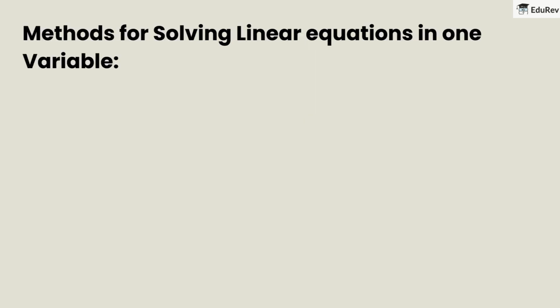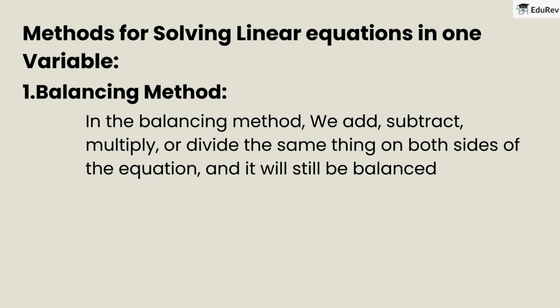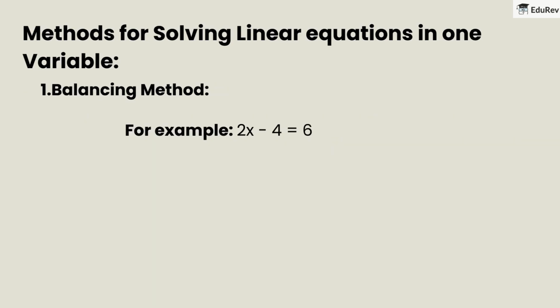There are special methods we can use to solve linear equations. One of them is the balancing method. It's like making sure both sides of a seesaw have the same weight. We can add, subtract, multiply, or divide the same thing on both sides of the equation, and it will still be balanced. Let's try it out.